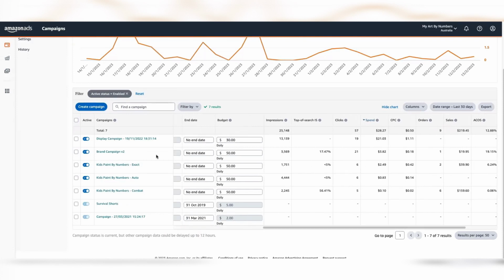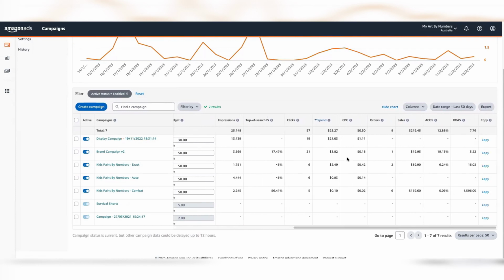Now we've got a display campaign here, which is a more advanced campaign that you can do if you have brand registry. That's the one that's getting the most of the spend, but you can actually see here this month it hasn't actually had a sale. So almost $20 here without a sale, whereas we've got a brand campaign here that's had 1 sale. So the average ACOS is 19%, so it is higher than the average.